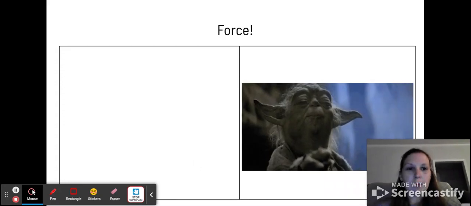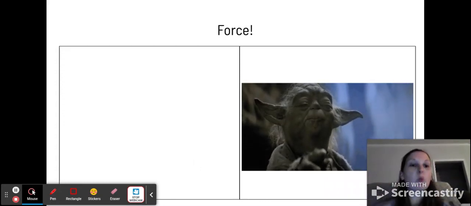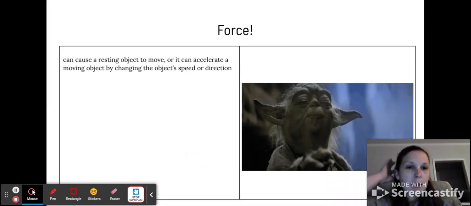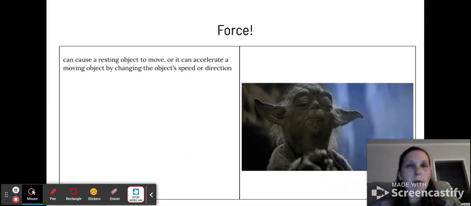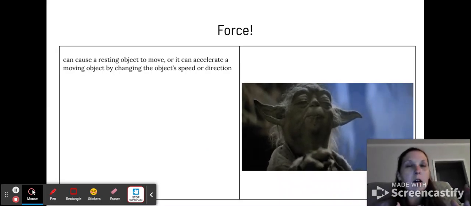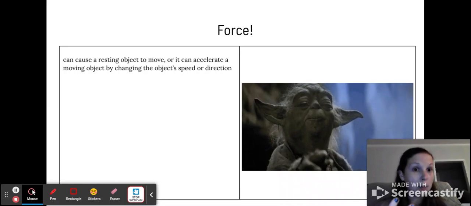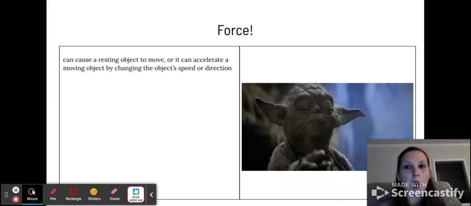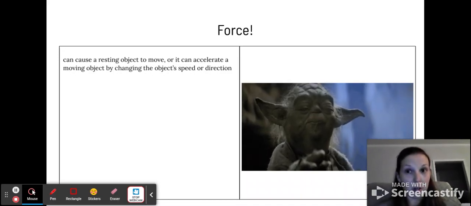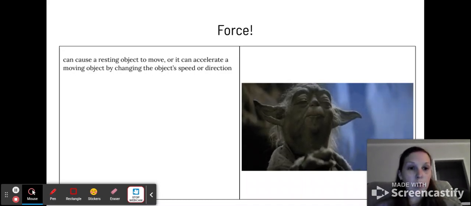So first, let's make sure we understand and can describe what force is. It's defined as some amount of energy, pressure, weight, whatever it might be, placed on an object. It can cause a resting object to move, or it can cause an object that's already moving to move faster by changing its speed or direction.